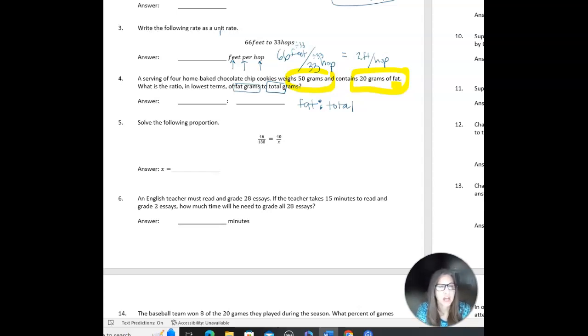So fat grams, see how they've switched the order on you? The fat grams are 20 and the total grams are 50. They've switched the order that they want the answer. That's why you have to read these problems very, very carefully. So fat grams are 20 and total grams are 50. Now, using our rules for divisibility, these are both divisible by 10. So 10 will go into 20 and 10 will go into 50. That's going to leave us with an answer of 2 to 5. That's our answer. Moving right along.